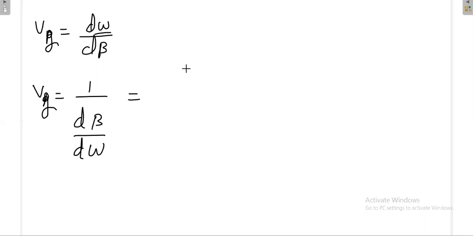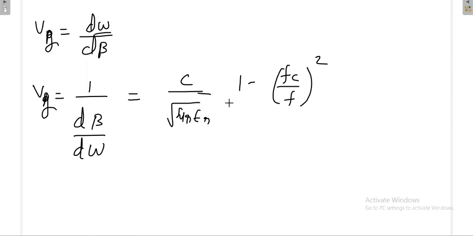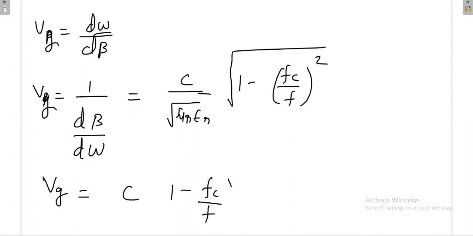Finally you will get c divided by root of mu r epsilon r. That particular new term will come in the numerator instead of in the denominator. Then for free space, what is the group velocity? It is c into square root of 1 minus (fc divided by f) whole square.